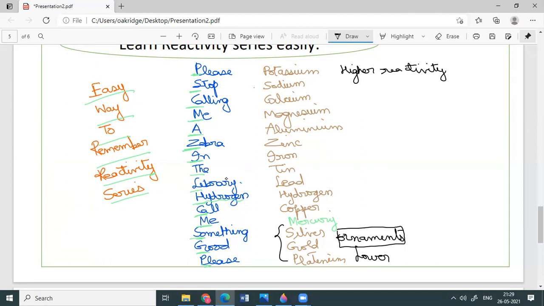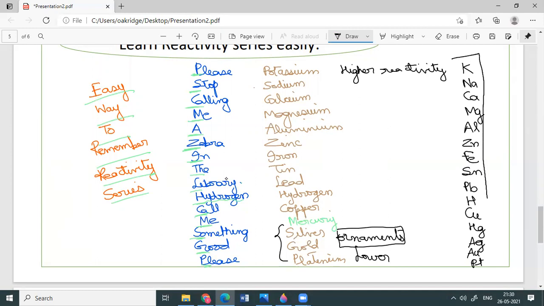So potassium, children, I hope you all know the symbol. It's K. It's kalium, a Latin name. Sodium is Na. Ca is calcium. Mg is magnesium. Al is aluminium. Zn is zinc. Iron is Fe. Tin is Sn, again a Latin name, stannum. Lead is Pb. Hydrogen is H. Copper is Cu, cuprum, a Latin name. Mercury is Hg, hydrargyrum, again a Latin name. Silver is Ag, argentum. Au is gold. And Pt is platinum. So in this way, we have arranged all the known elements in the reactivity series.